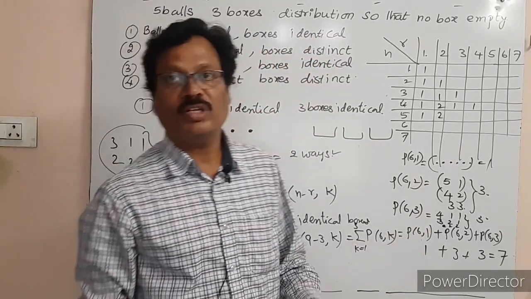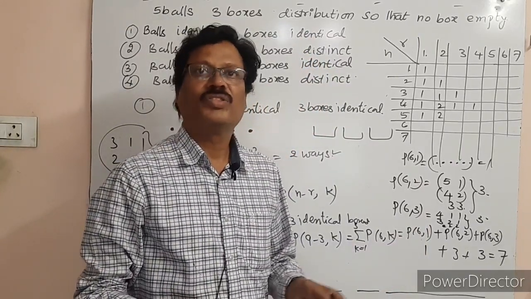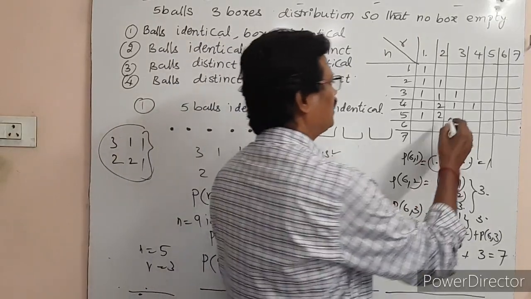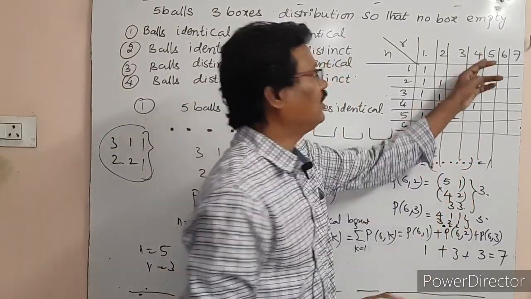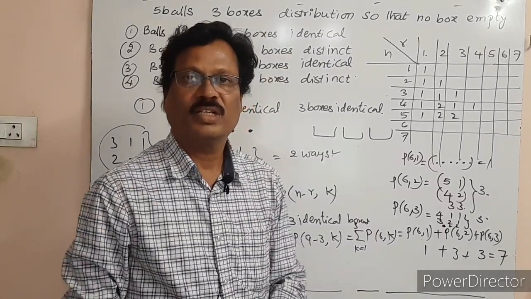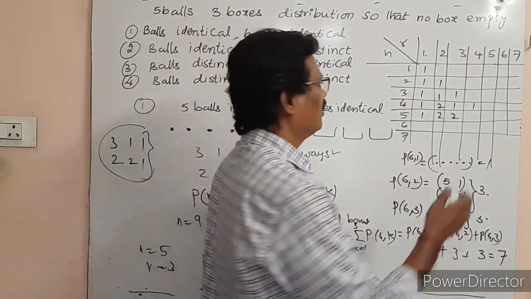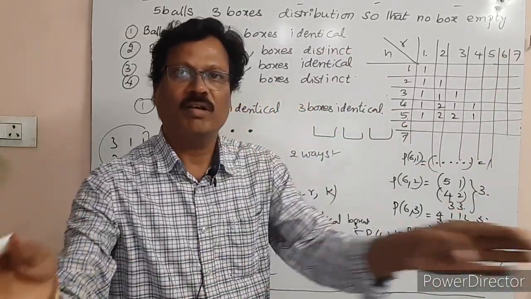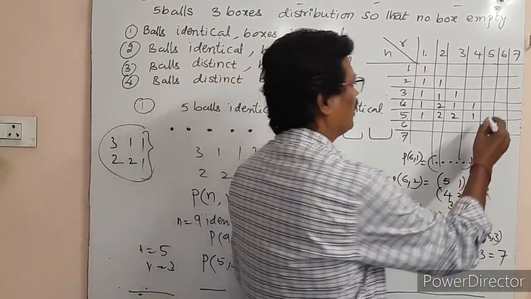Five balls into three partitions: 3, 1, 1 and 2, 2, 1. Therefore, two partitions are there. Five balls into four partitions, that is one way. Five balls into five partitions: one ball, one ball, one ball. Five partitions, that is one way.